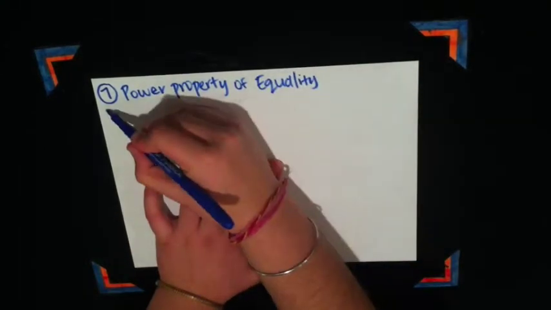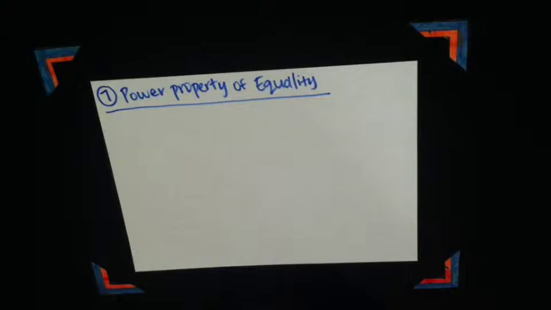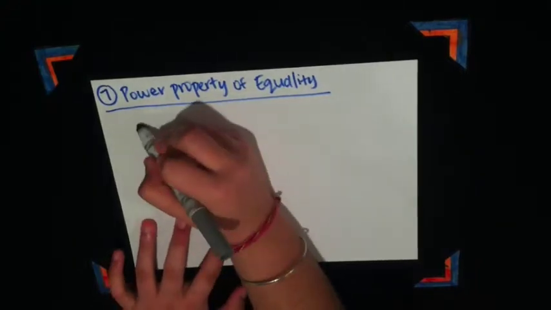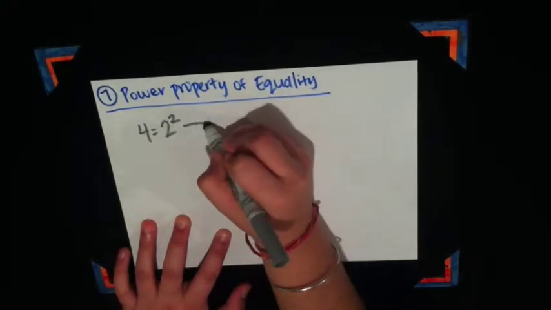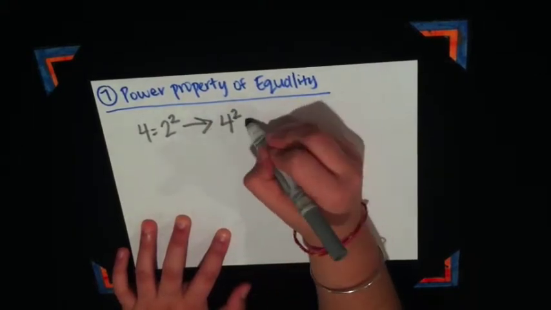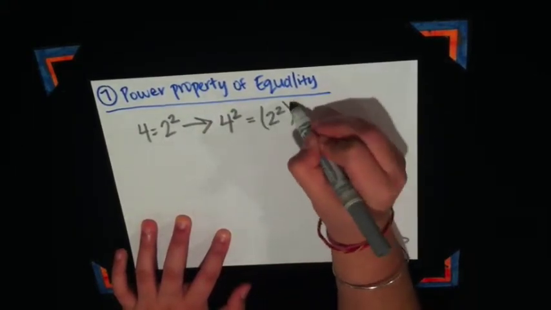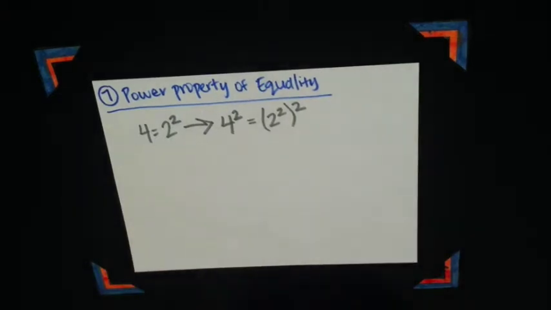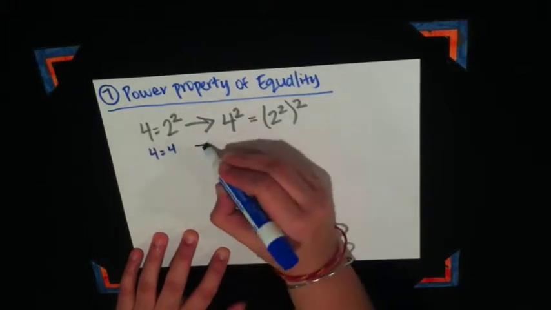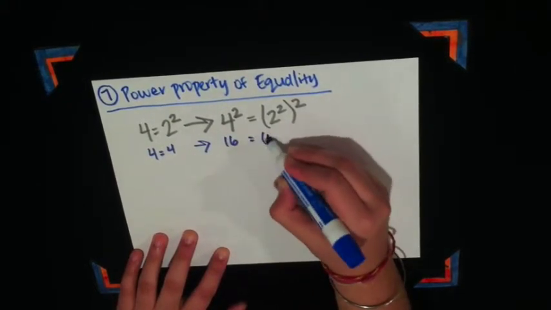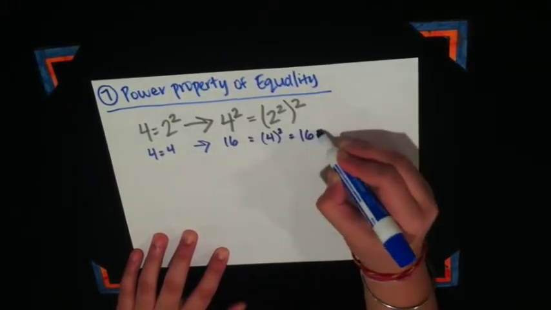Number 7. Power property of equality. Let me show you an example. 4 equals 2 squared, so 4 squared equals (2 squared) to the second power. Let me lay this out for you. 4 equals 4, so 16 equals 4 squared, which equals 16. 16 equals 16.